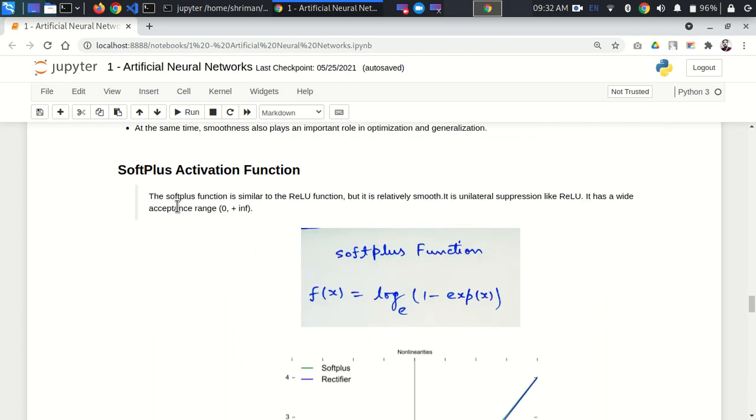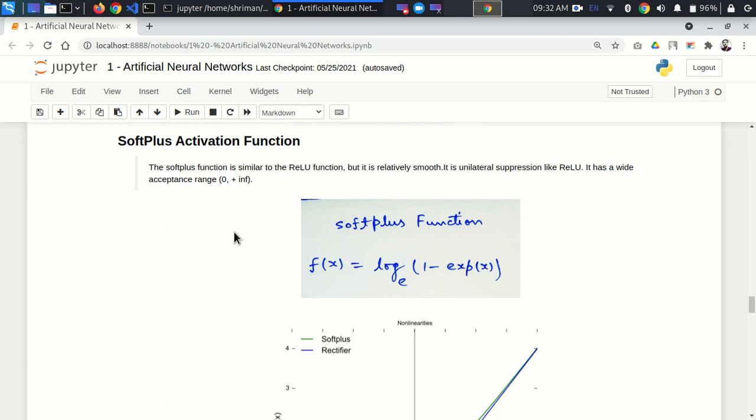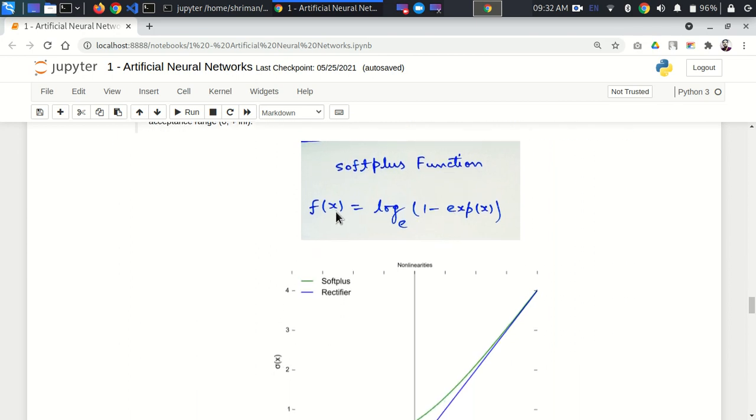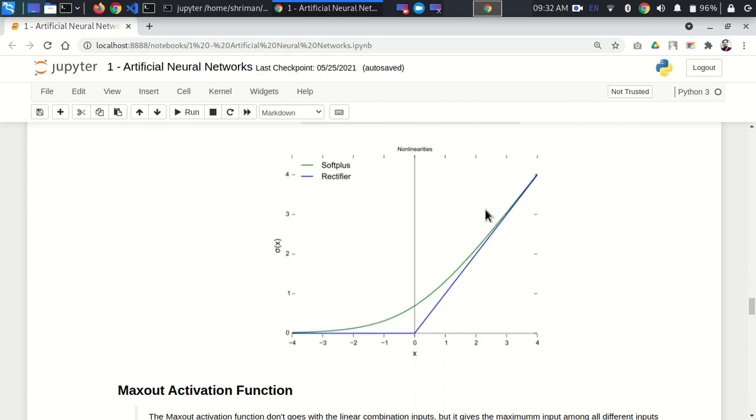Now the softplus activation function. The softplus function is similar to the ReLU function, but it is relatively smooth. It is a unilateral suppression like ReLU. It has a wide acceptance range, 0 to plus infinity. This is the equation of the softplus function, where f(x) will be the logarithm of 1 plus the exponent of x. If I compare it with ReLU, this will be ReLU, and the green graph will be your softplus function.